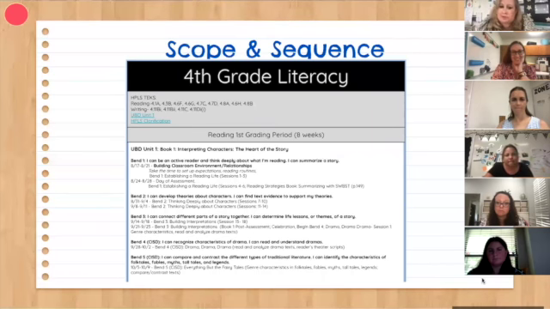Just like the other ladies have shown, here's the scope and sequence we had for our language arts. Most of the first 9 weeks, or actually the first semester, we're digging really, really into interpreting characters. We're really going to learn a lot about the heart of a character, analyze characters. It's kind of one of the kids' favorite units because we really get into learning about characters.